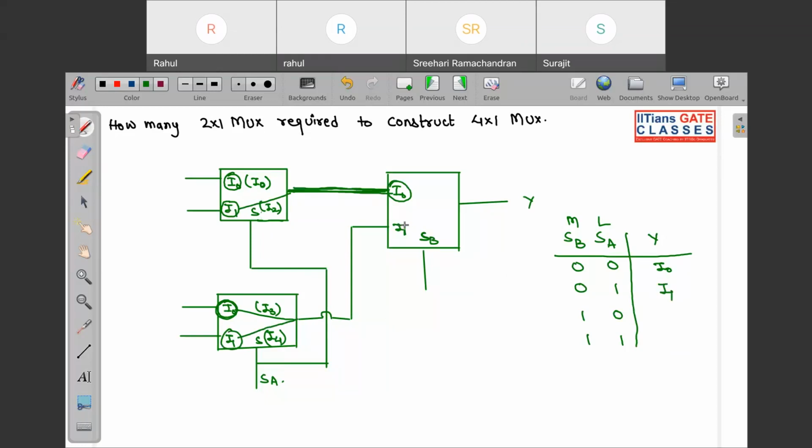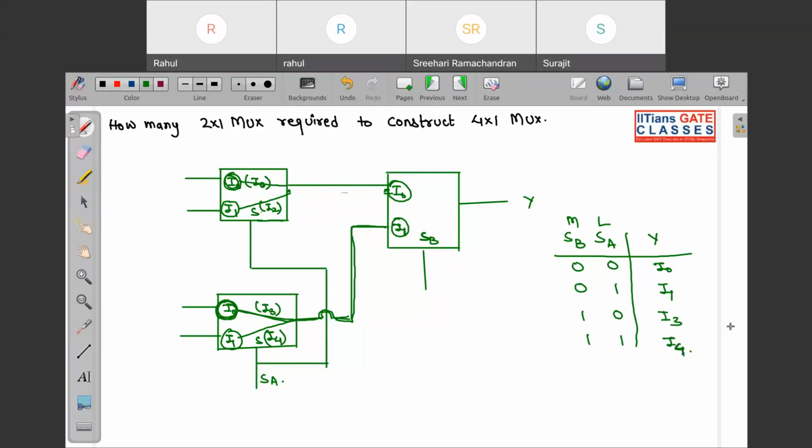Now look, when SB is 1, SA is 0. So SB 1 means what? This line is getting activated now. Okay, this line is activated. This is not active. SB 1, SA 0. So SA 0 means what? From here, this line is active, but this line further it is not active. And over here, this line is activated. So this will get connected directly to I1. So this will be I0, but this I0 I have actually named it as I3. Similarly, this will be I4.